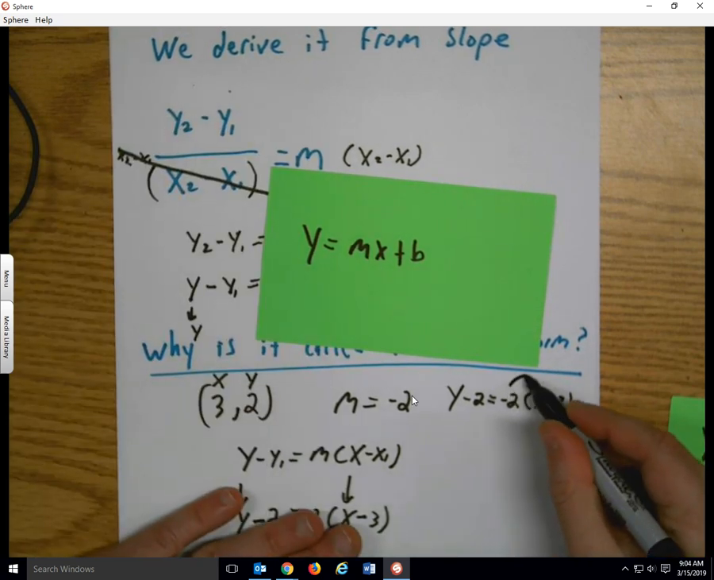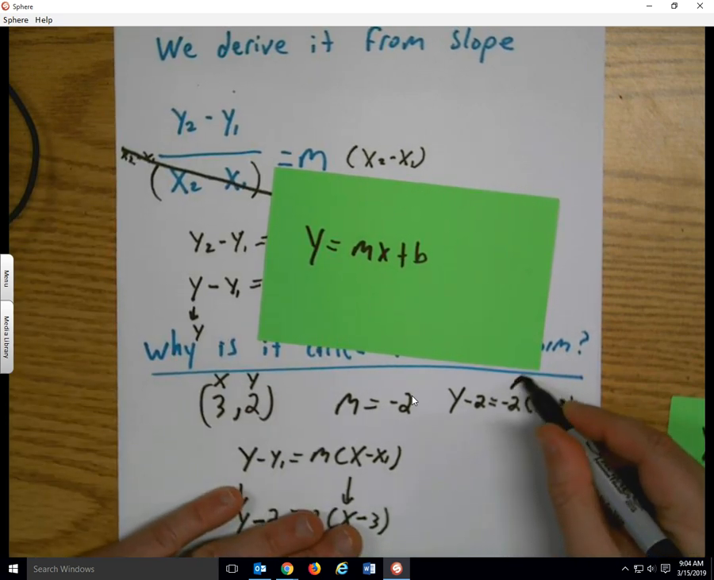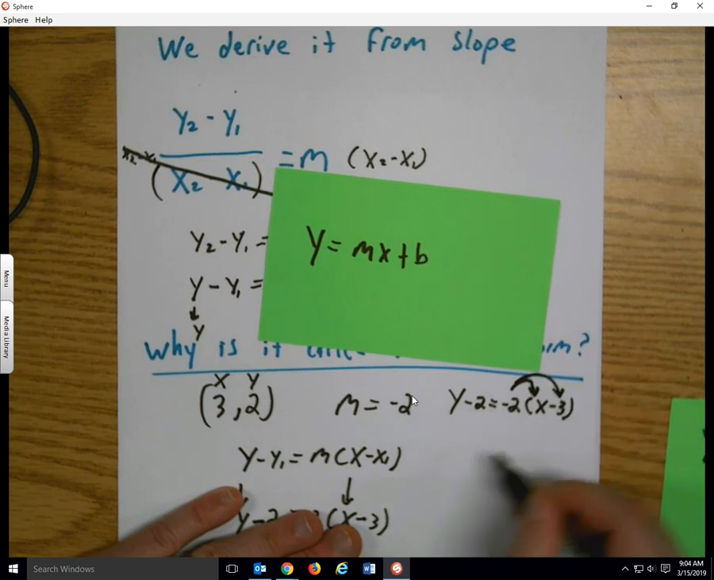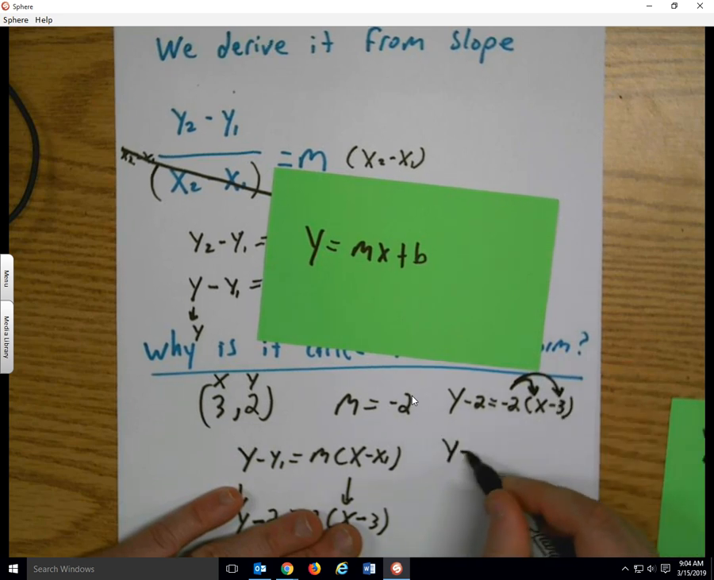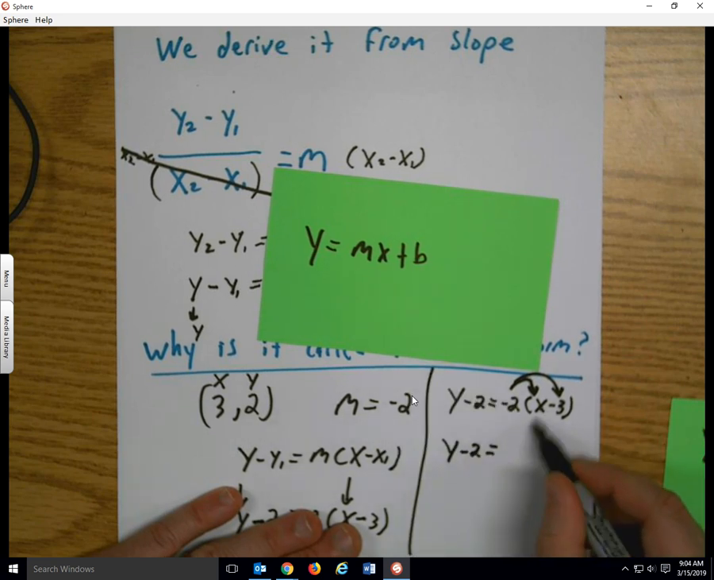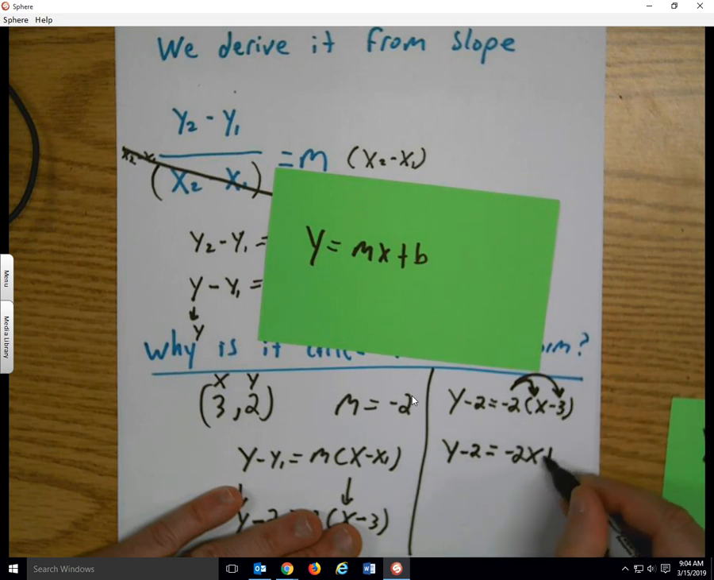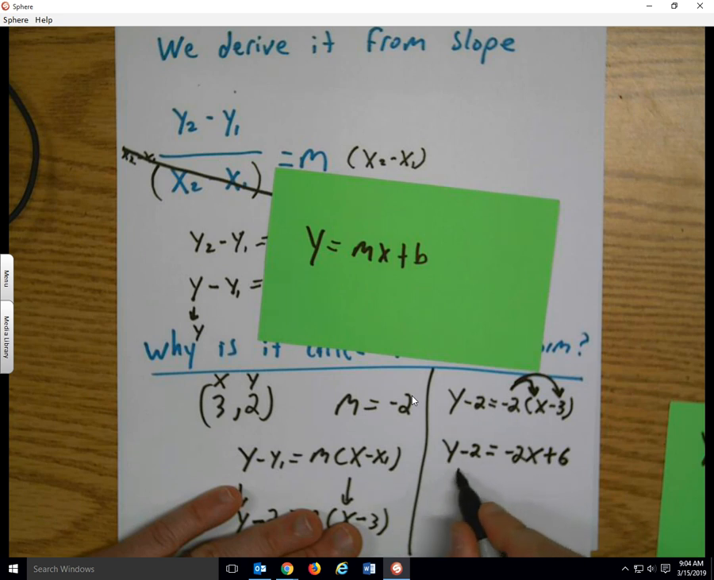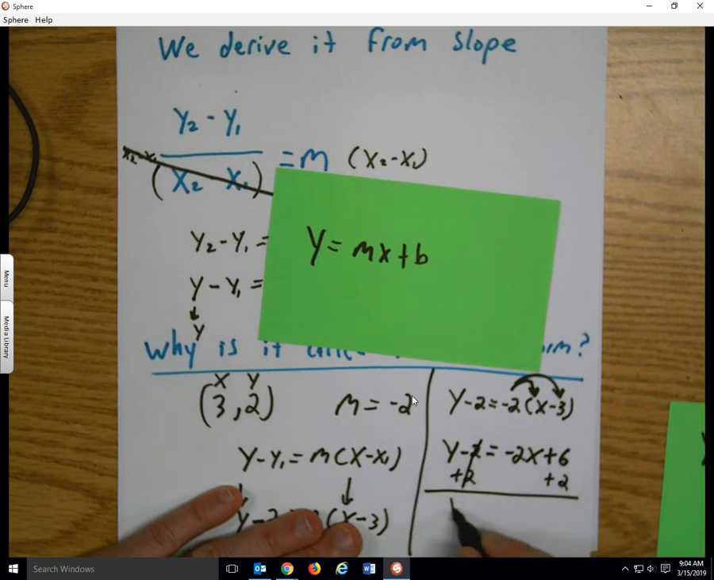1, distribute. So you'd have y minus 2 equals, let's just draw a line here, negative 2 times x is a negative 2x, and a negative times a negative is a positive. And then the last step is you want to get y by itself. It's being subtracted, so you would add. These cancel, and y equals negative 2x plus 8.